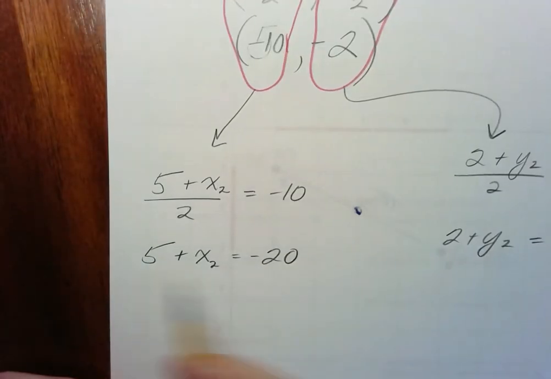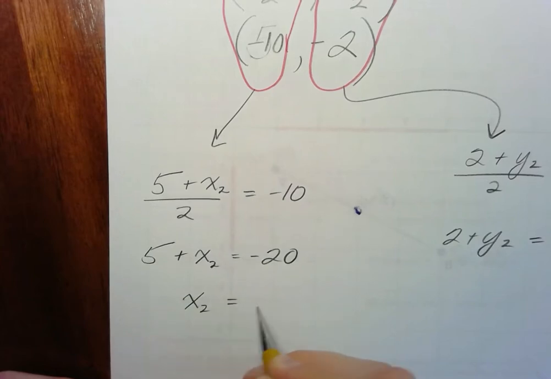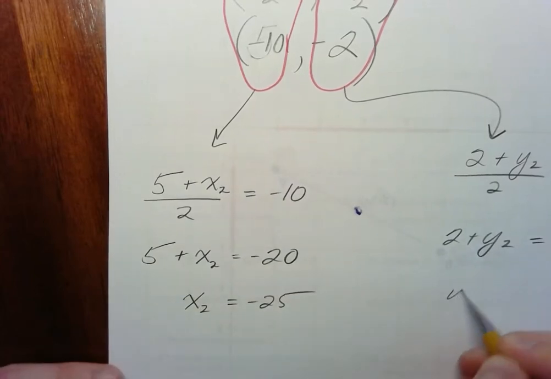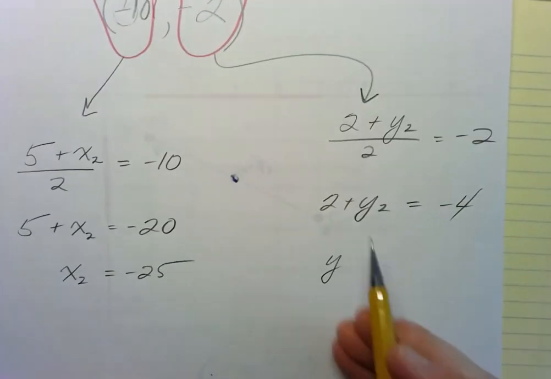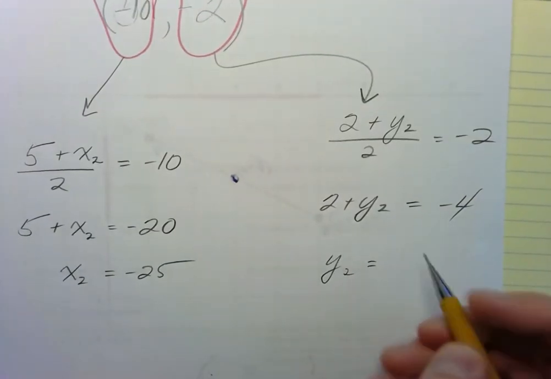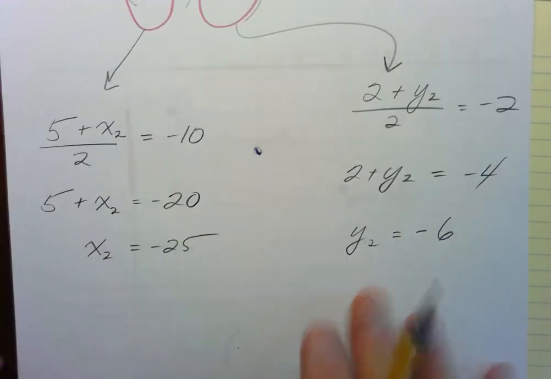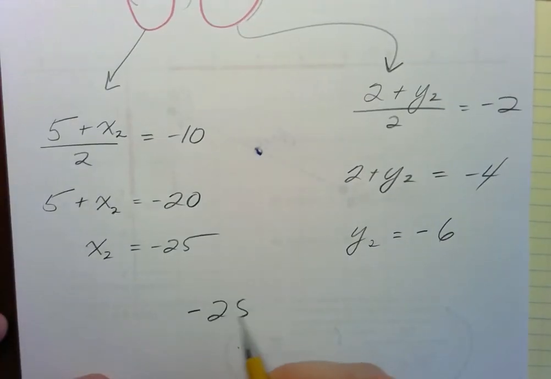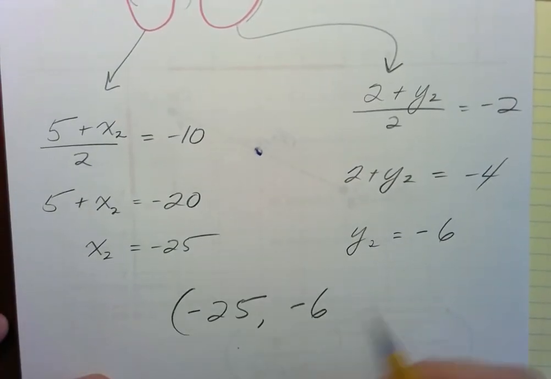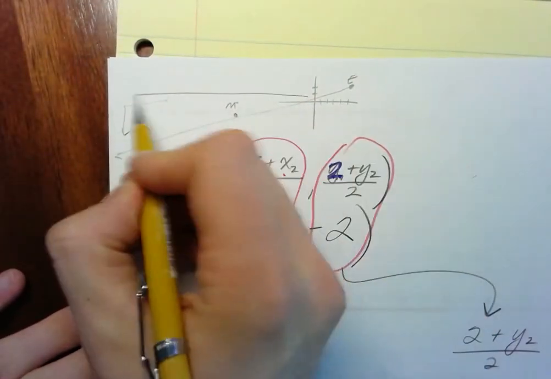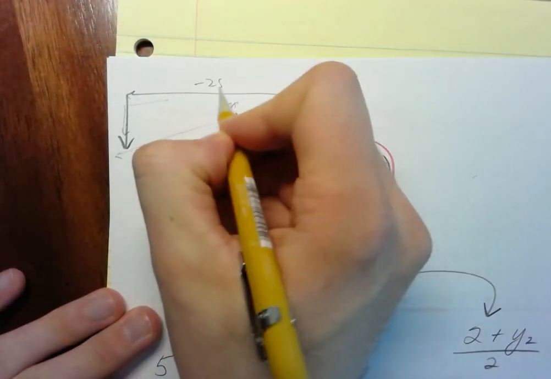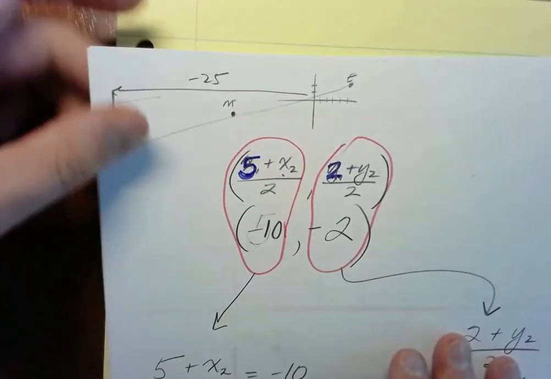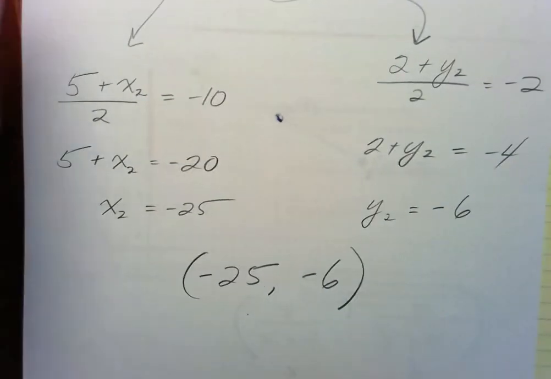And so then if I'm subtracting a 5 here, I get x2 equals negative 25, and subtracting a 2 right here, I get y2 equals negative 6, and so that means our other endpoint is negative 25, negative 6. And indeed, we knew we were going to be way negative in the x and kind of negative in the y, so this negative 25 and negative 6 makes perfect sense.